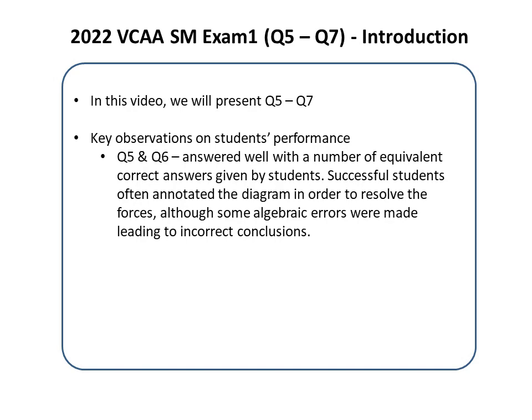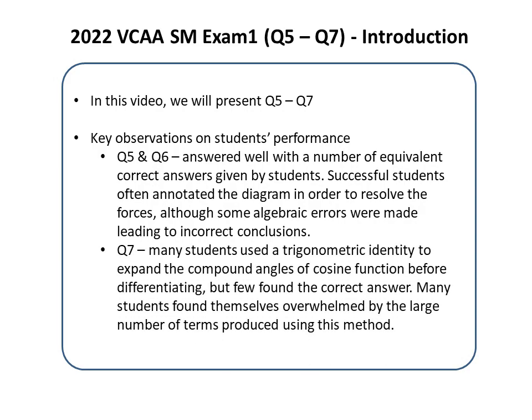Successful students often annotated the diagram in order to resolve the forces, although some algebraic errors were made, leading to incorrect conclusions. In question 7, many students used a trigonometric identity to expand the compound angles of cosine function before differentiating. However, few students who used this approach were able to find the correct answer. Many students found themselves overwhelmed by the large number of terms produced using this method.